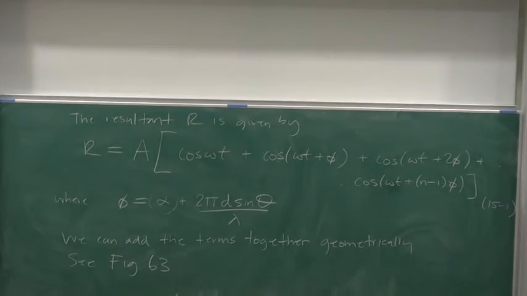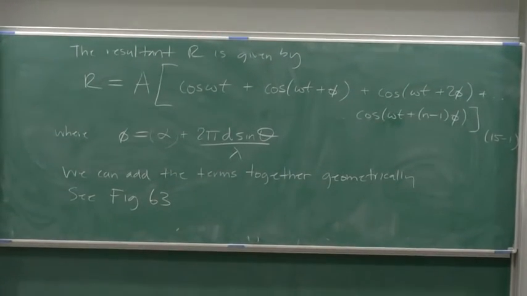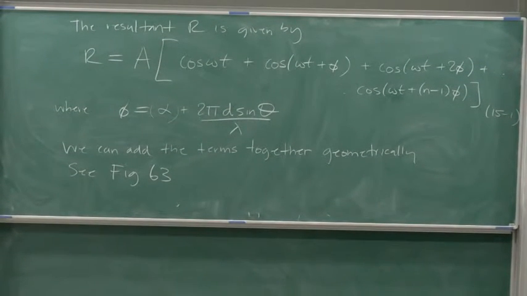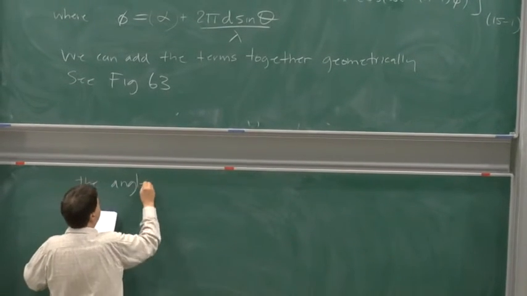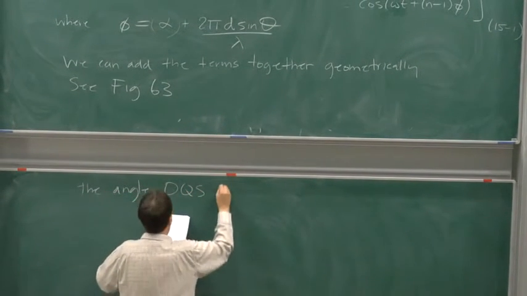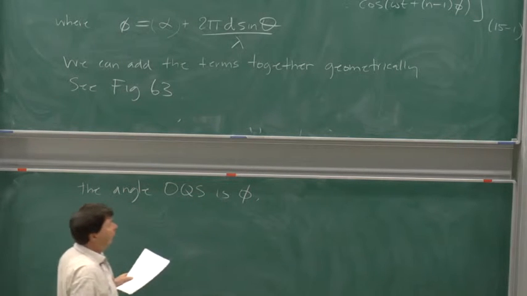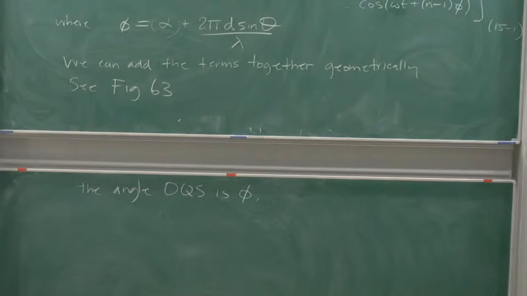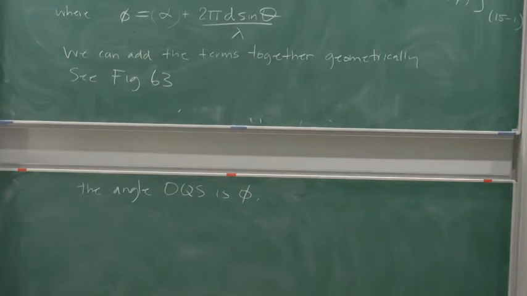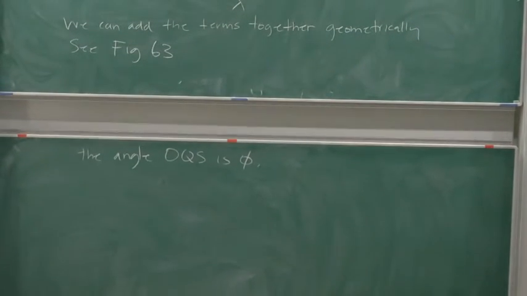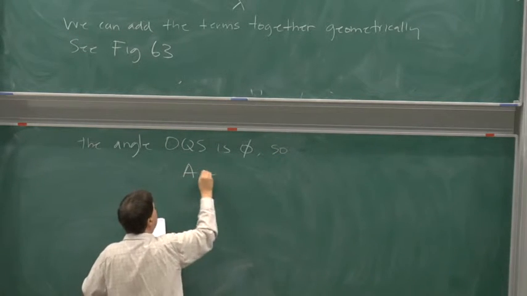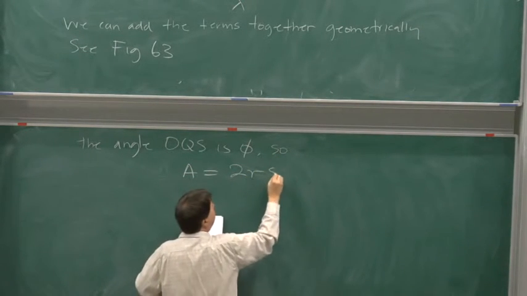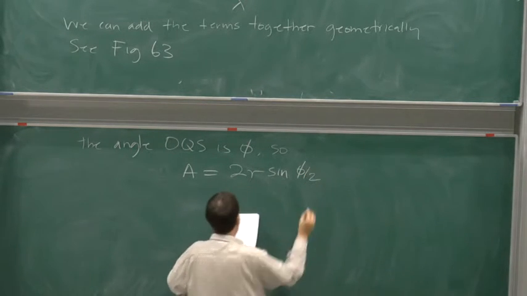So let's do that bit of maths. The angle OQS is phi, which follows from the polygon vertices lying on a circle. So we can definitely write A is equal to 2R sine phi halves.